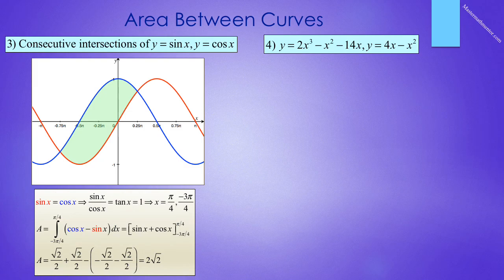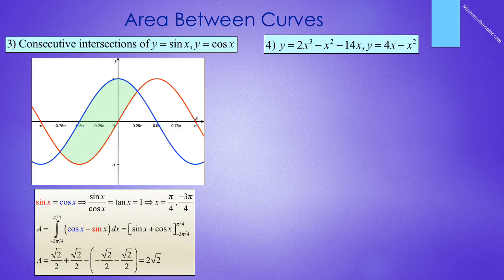To get the points of intersection, we set sine x equal to cosine x, and therefore sine x over cosine x, which is tangent of x, is equal to 1. And our solutions close to the y-axis are x equals pi over 4, and x equals negative 3 pi over 4.